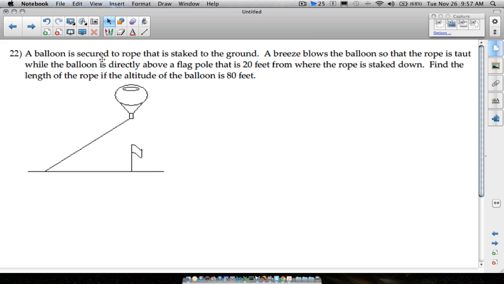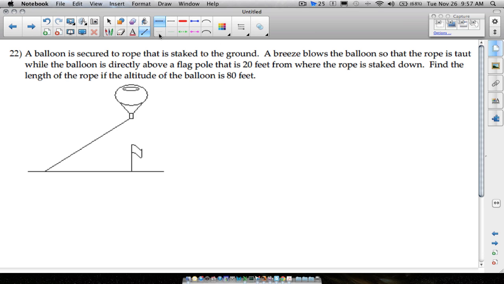22. A balloon is secured to rope that is staked to the ground. So this is our rope, and the balloon's up here. A breeze blows the balloon so that the rope is taut, while the balloon is directly above a flagpole that is 20 feet from where the rope is staked down. So, we want to find the length of the rope if the altitude of the balloon is 80 feet.